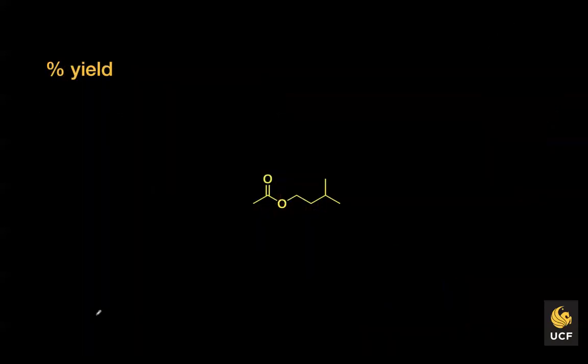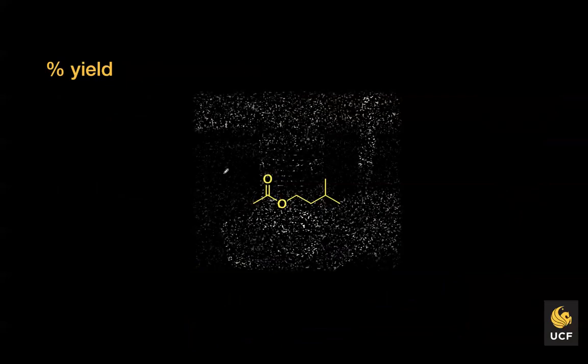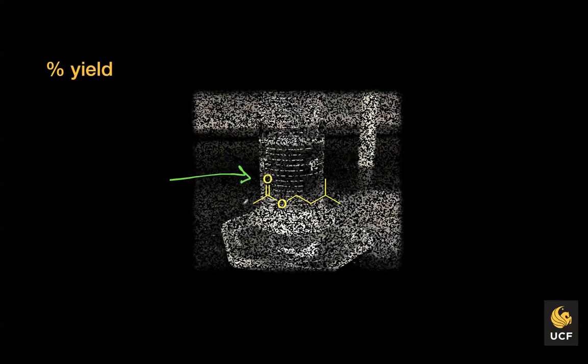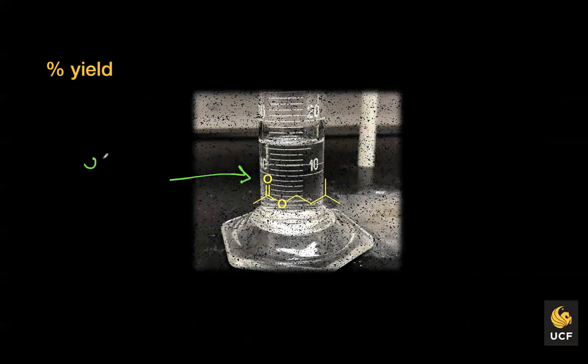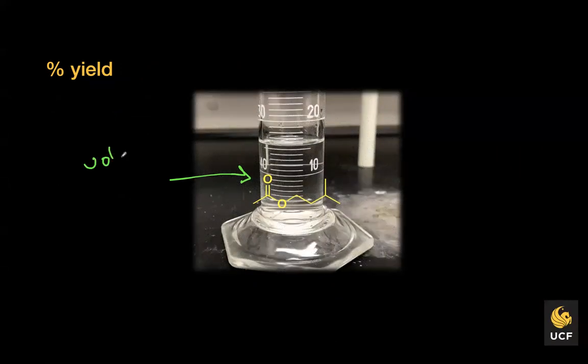What was the mass? So we didn't weigh the mass, it's the volume, right? And if you know the volume of isoamyl acetate at the end of the experiment, and we know the density of it, we can calculate its mass, right? Volume in milliliters times density in grams per milliliter, right? Volume times density will give us the mass.